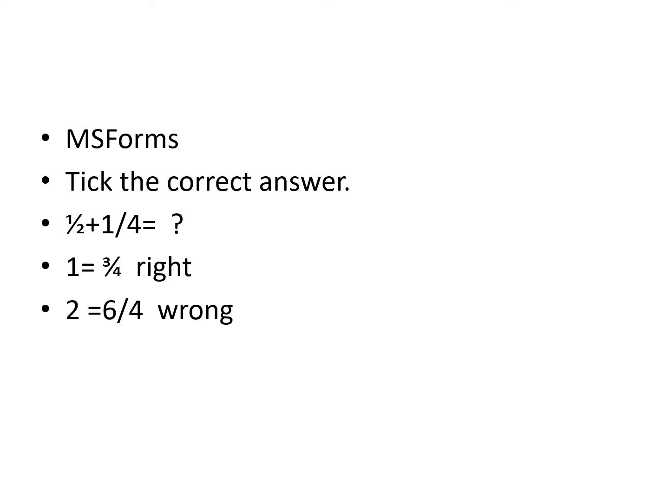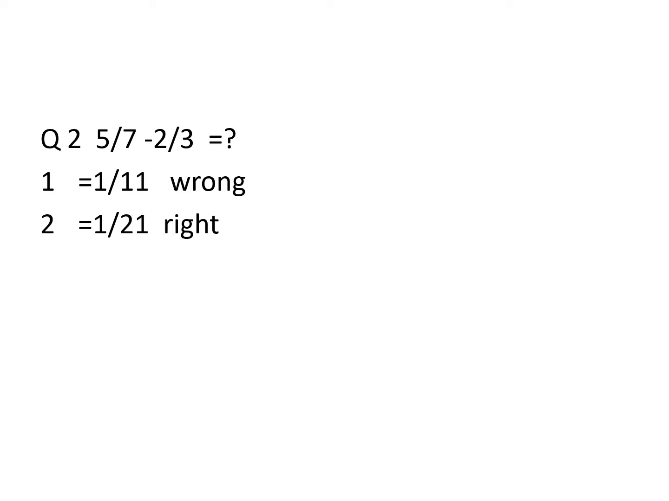Okay. Now, let us see one example. 5 by 7 minus 2 by 3. The answer is 1 by 21. You have to tick right.